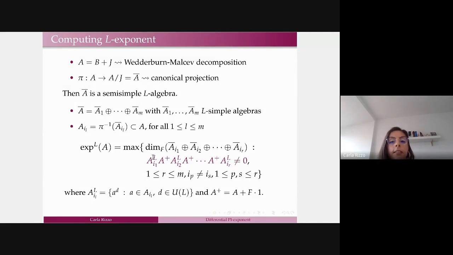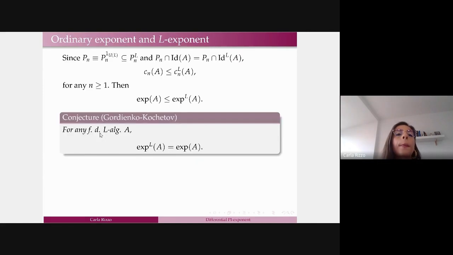So we have these two different ways. It's a different way of computing the exponent of objects that don't have an invariant Wedderburn-Malcev decomposition.